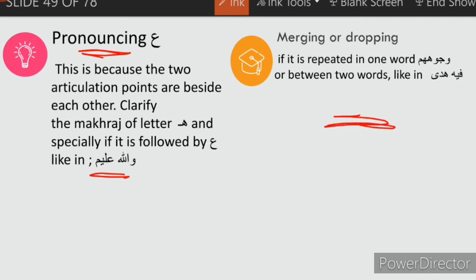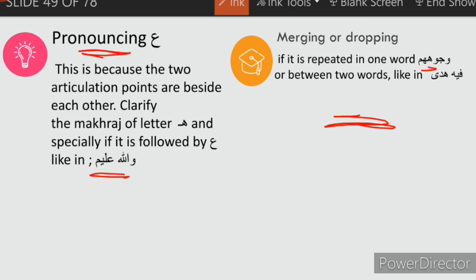The last one is merging the ha sound or dropping its sound, especially when we have 2 ha after each other, like if we have 2 ha within the same word, like wujuhuhum. The mistake that may happen here is wujuhum. You see, the sound of the ha is merged, you hear them as one ha, or you even find them dropped. So this is one of the common mistakes that may happen to the letter ha.